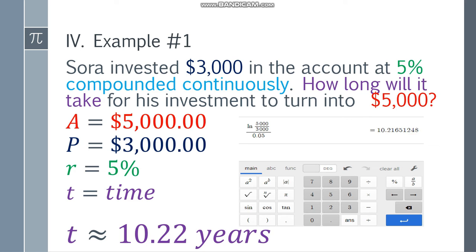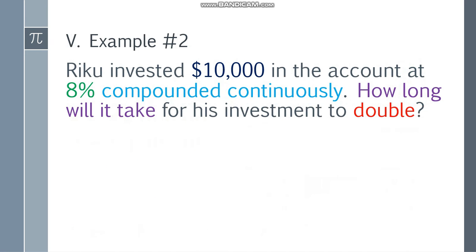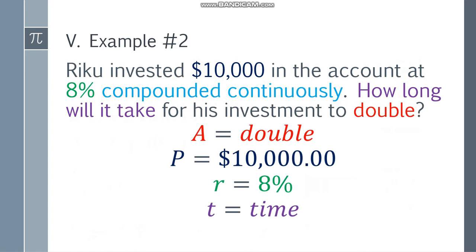Next one. Example number 2. Riku invested $10,000 in the account at 8% compounded continuously. How long will it take for his investment to double? So we have the final amount will be double. P will be $10,000. r is equal to 8%, and t will be time.